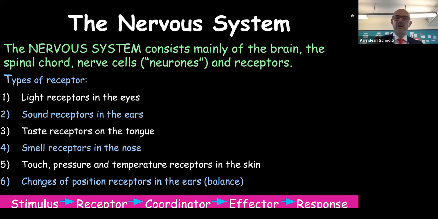Stimulus, examples, light, taste, change in the external environment. Receptor, what's that? Well, that's the thing in your eyes, your ears that allows you to detect it, okay? You need to be absolutely clear that you can answer a question on that.